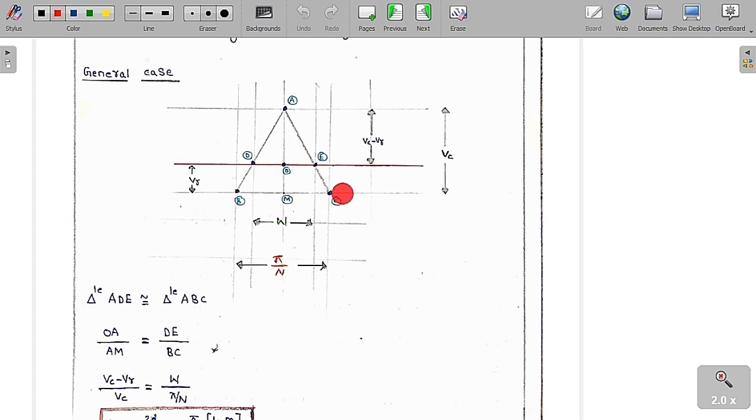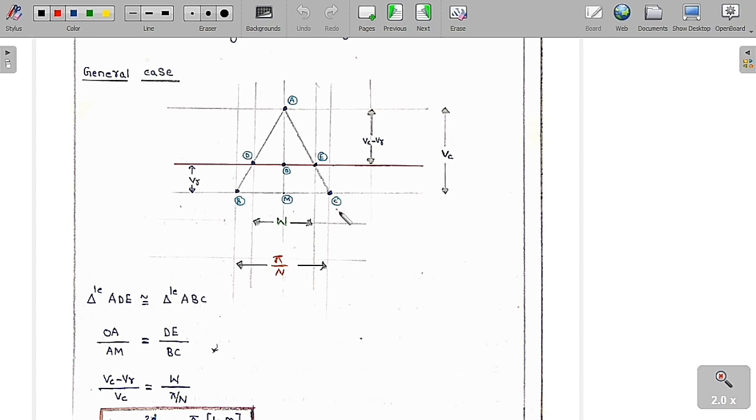See, this is the base point. This is the base point, meaning this is the VR and this is VC. So overall this side is VC minus VR. Therefore this is the base point. Therefore this is VR, meaning this is overall VC. So therefore this will be VC minus VR.